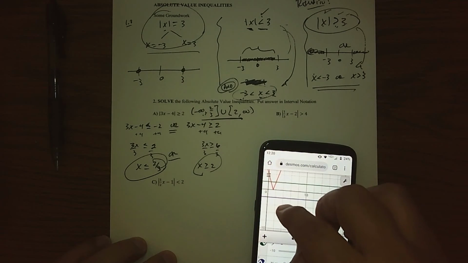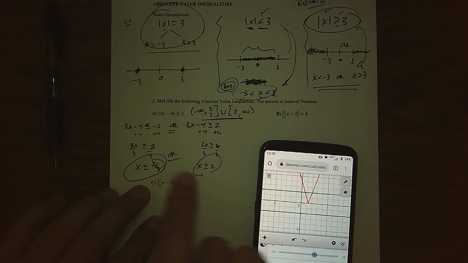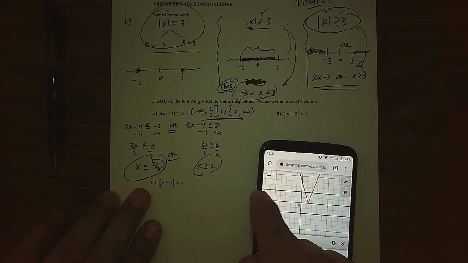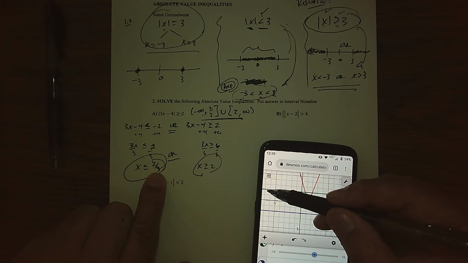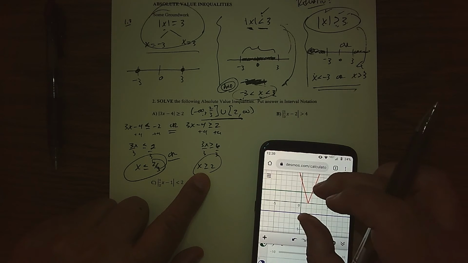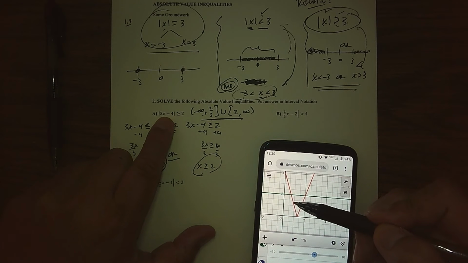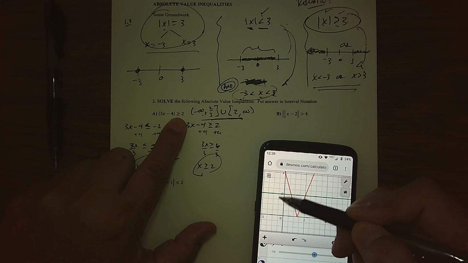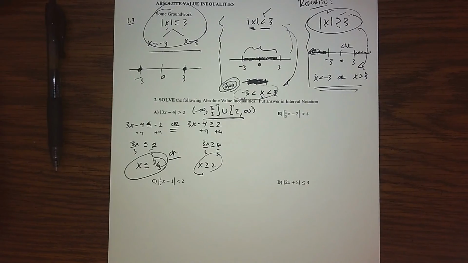All right, so when I go graph this, here's the graph. In red is our graph of the absolute value. You can see that the absolute value is larger than 2 starting at that value, which we know to be 2/3, and to its left, and it's greater than 2 starting at 2 and going everything to its right. So again, there's y equals 2, and there's the absolute value. We can see that the graph of the absolute value is larger than 2 for the exact intervals that we said it would be. So that tells me my math is on the right track.